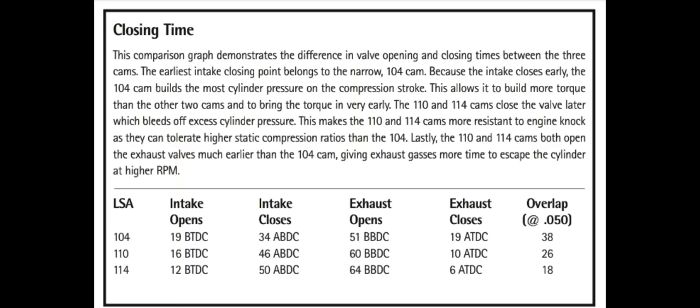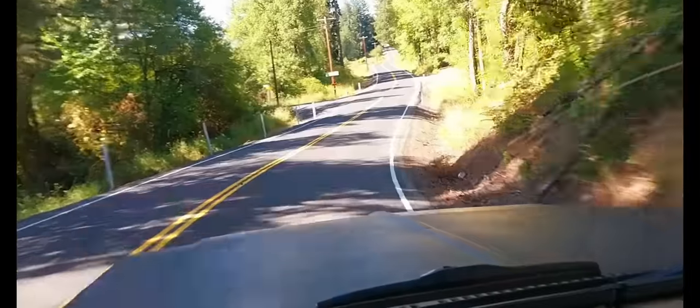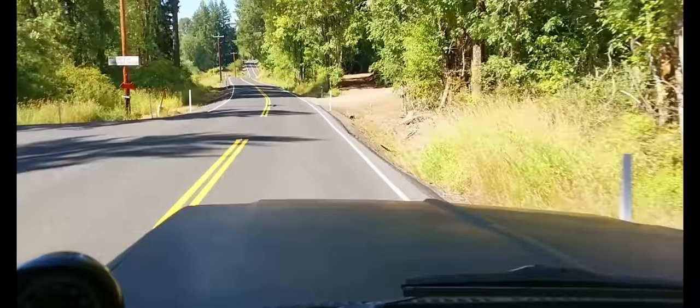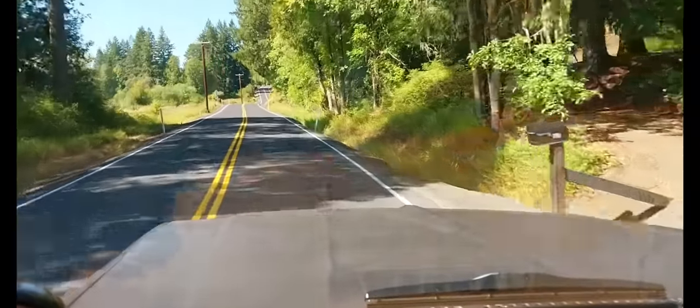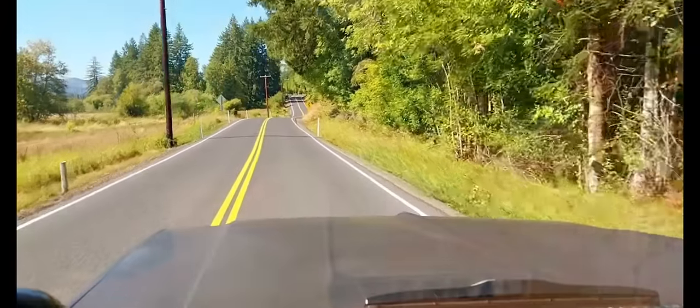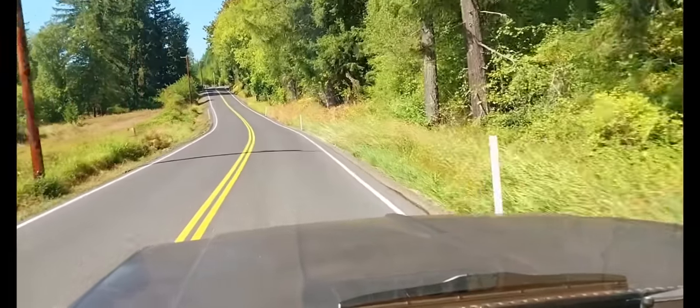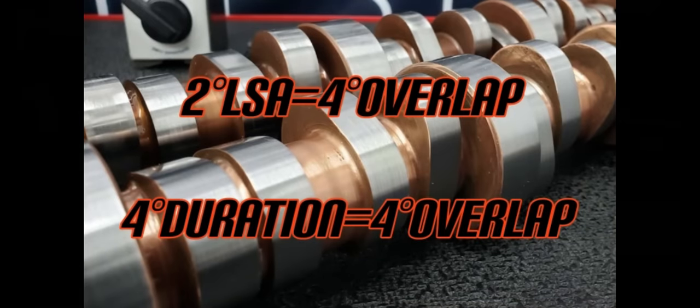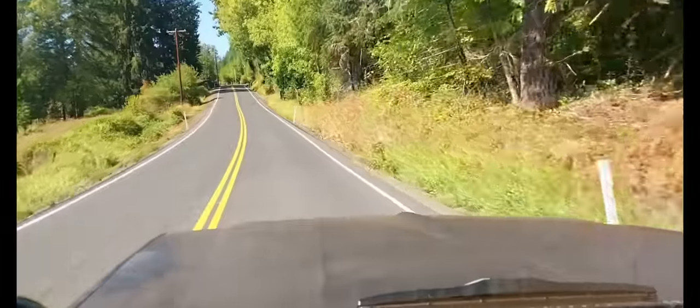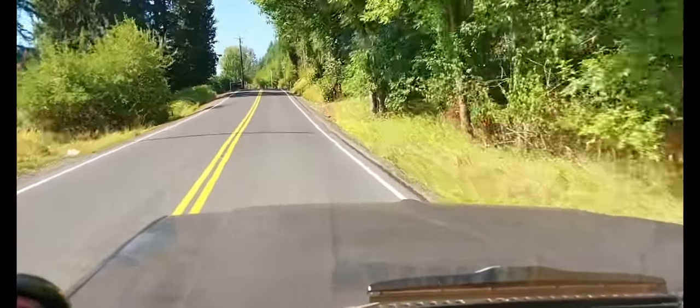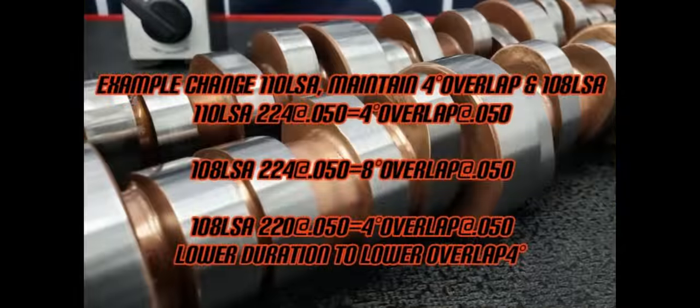Now, before we get started with this engine, I'm going to share some more rare information I came up with about cam spec conversion according to optimal LSA while maintaining a specific amount of overlap. Now, you will definitely not see this anywhere else but here. Now, to start with, here's a little known fact. Every 2-degree change in LSA equals a 4-degree change in overlap. Every 4-degree change in duration equals a 4-degree change in overlap. Now, for example, you can maintain a specific amount of overlap according to the optimal LSA by adjusting the duration to maintain the overlap instead of changing the LSA to adjust overlap.